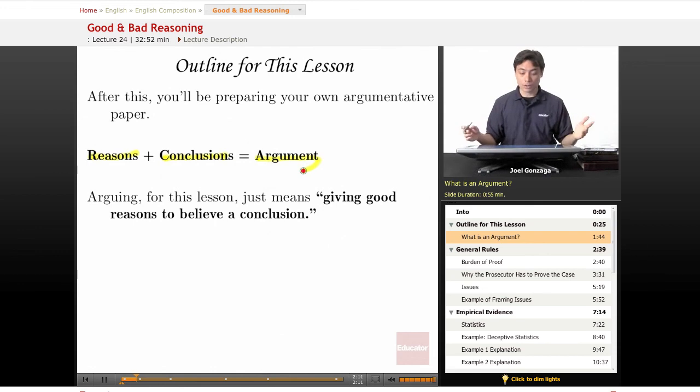What I mean by argument in this context for this lesson is it just means giving good reasons to believe a conclusion. Okay, that is all I mean by arguing or argument here. Giving good reasons to believe a conclusion. Argument doesn't have to be a bad word. In normal speech, it normally is. But for the sake of this lesson and for the sake of learning how to think critically, it just means giving good reasons to believe a conclusion.